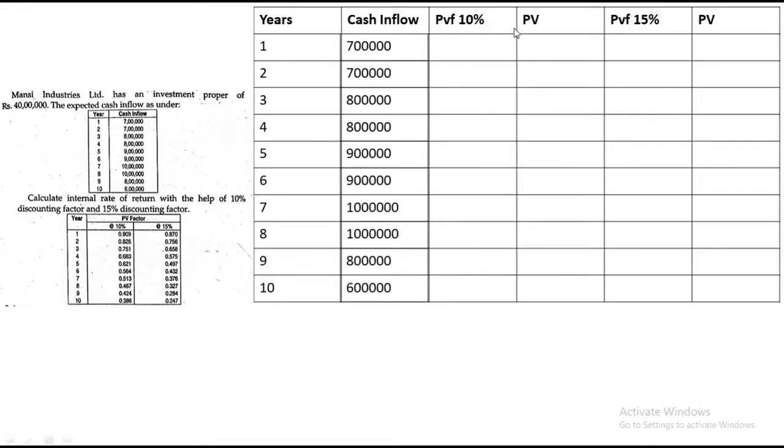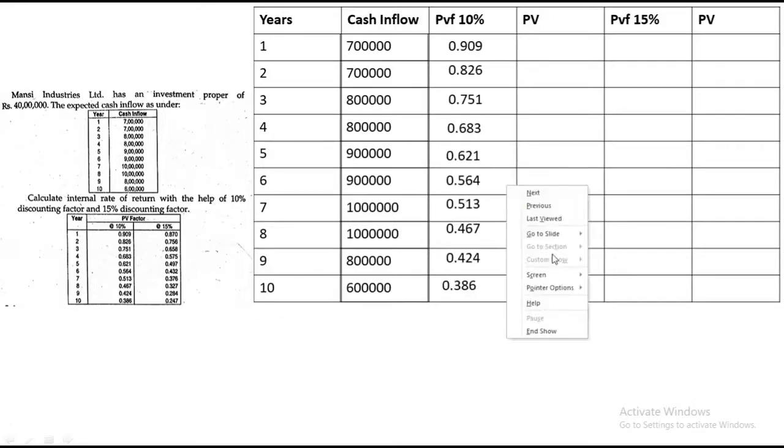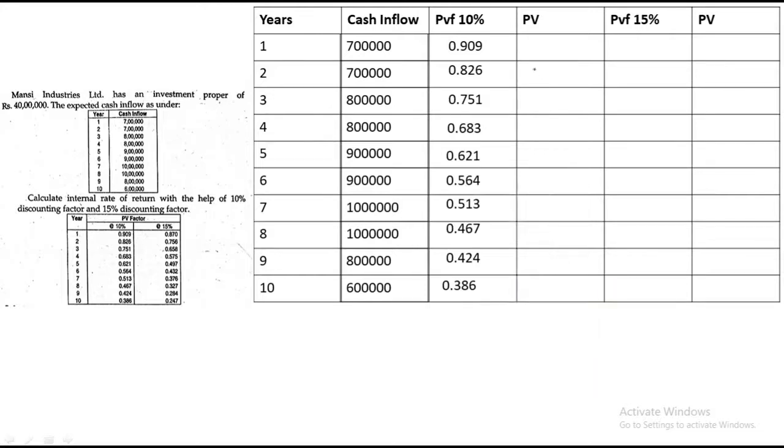Now PV factor at 10%. Again that is already given to us for all the 10 years. So we'll just have to note it down. So it will be 0.909, 0.826, 0.751, 0.683, 0.621 and so on. So we just have to copy it from the question into our format. Now in order to get a PV, it's very simple.